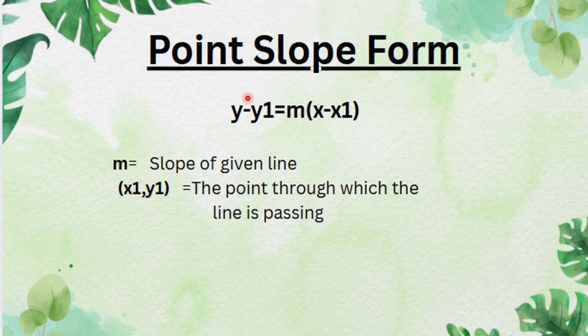Hello students, today I am going to discuss the concept of point slope form by matrix. Its general representation is y minus y1 is equals to m into x minus x1. Here m is the slope of our given line, while x1 and y1 are the points through which the line is passing. Here small x and small y are the variables which will remain unchanged.